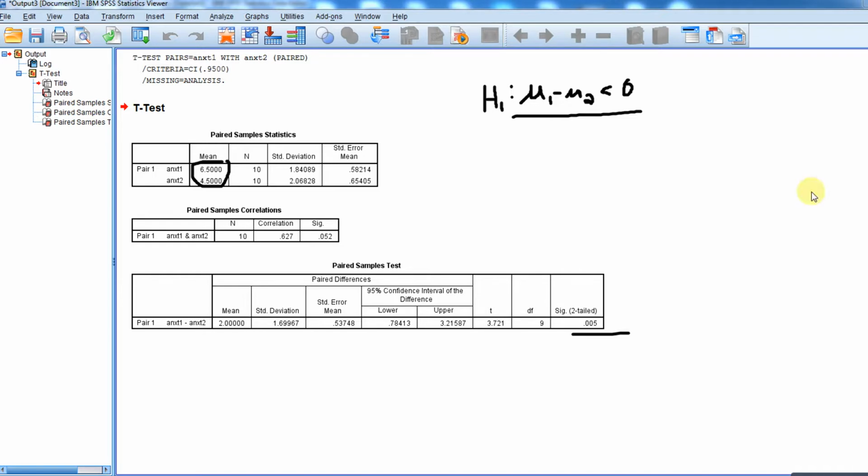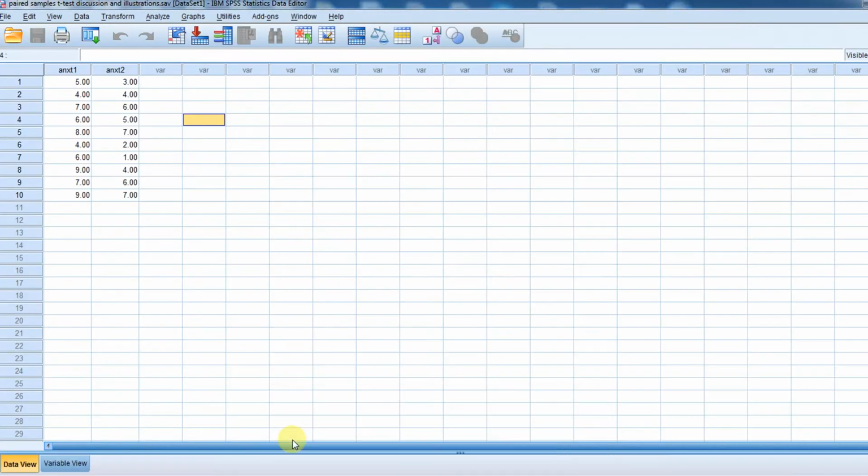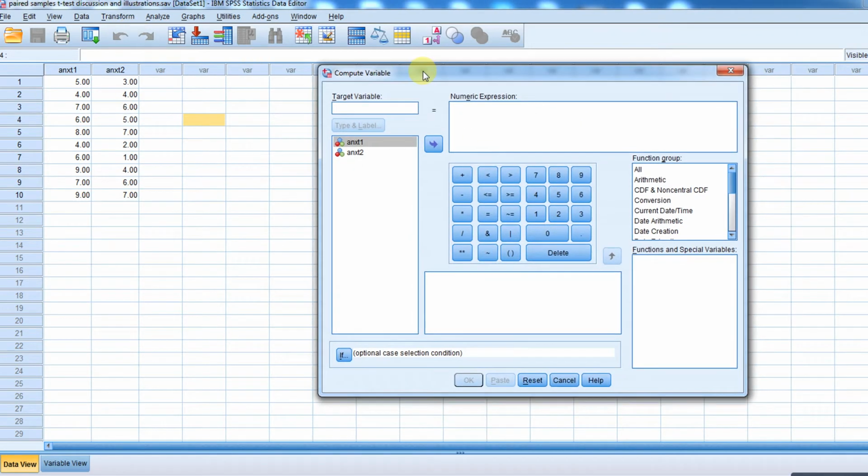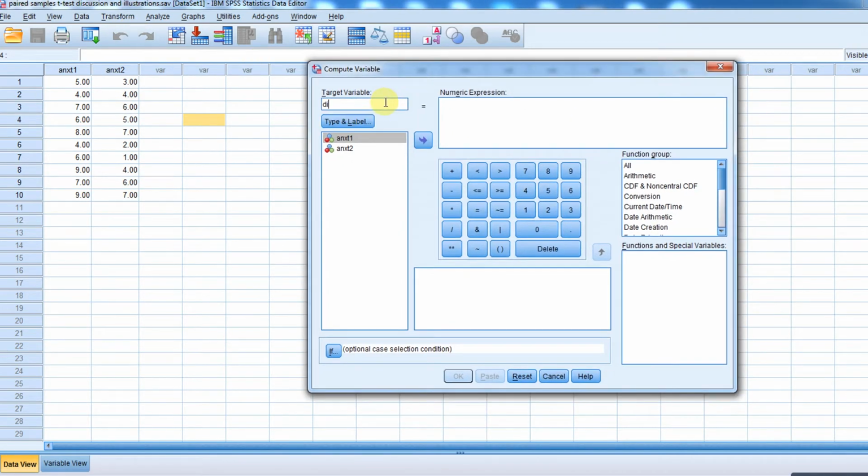Another thing to note is that the paired samples t-test assumes that the difference scores, or time 1 minus time 2 scores, are normally distributed. We can assess that assumption if we create a new variable in SPSS. I'm just going to call it diff. The target variable, you can give any name, but basically you take this variable right here, subtract this variable right here, and it gives you a new variable in your data set.